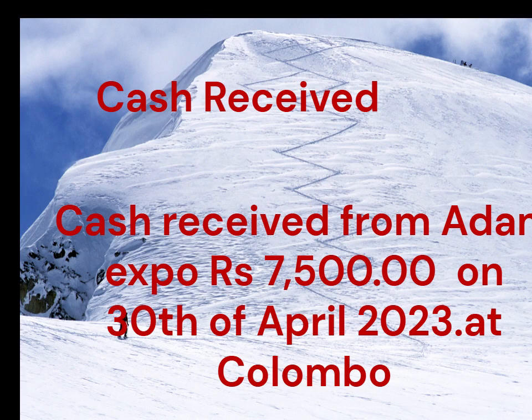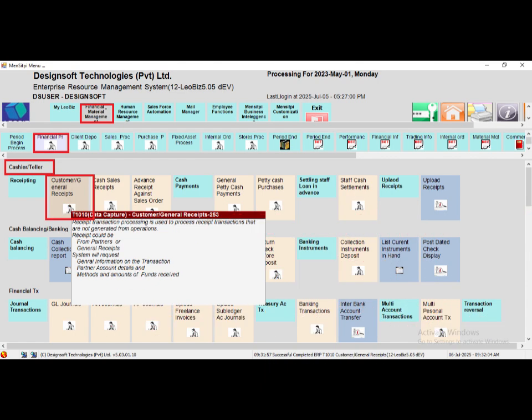Let us consider the transaction. Cash received from Adam Expo, 7,500 rupees, on 30th of April 2023 at Colombo. Under Financial and Material Management System, under Financial Process, cashiering, the function to process customer and general receipts can be found.